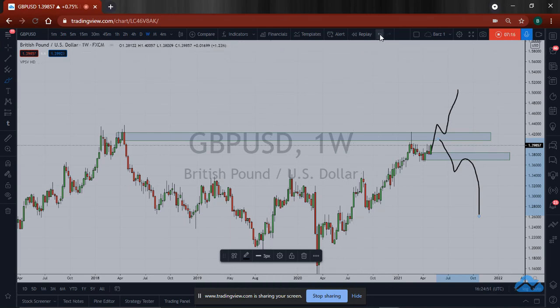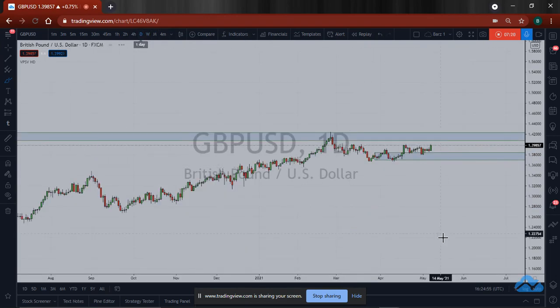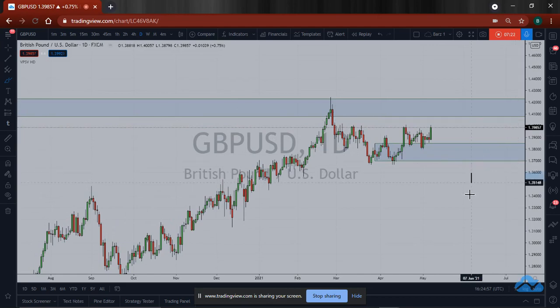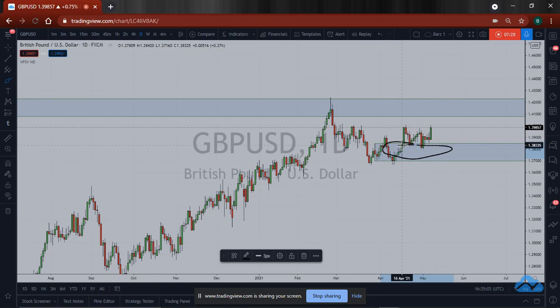So going further to the daily time frame, what can we see? So you can see how price reacted to this demand that was created on the weekly time frame, right? So price gave a nice break to the upside, came back for a retest, and then rejected back to the upside again, creating a new daily demand zone again.